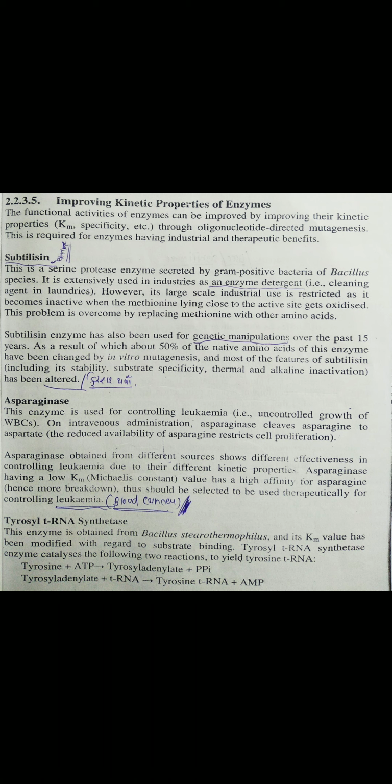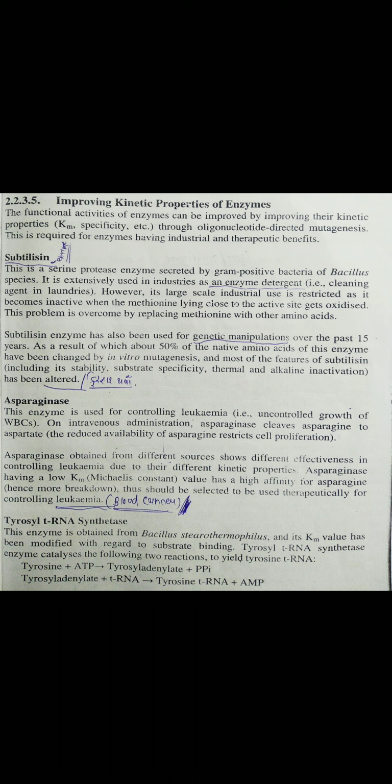Now next is asparaginase. This enzyme is used for controlling leukemia. Leukemia is uncontrollable growth of WBC. In human blood, we have three kinds of cells: WBC, RBC and platelets. So uncontrollable multiplication or growth of WBC is known as blood cancer, or we can say leukemia. So this enzyme is used to control that leukemia.